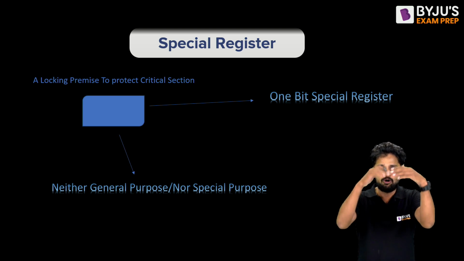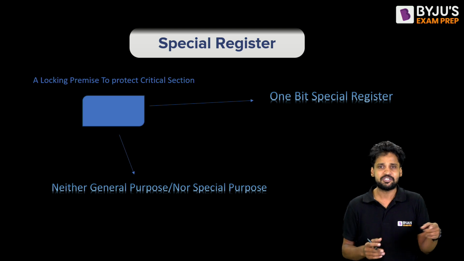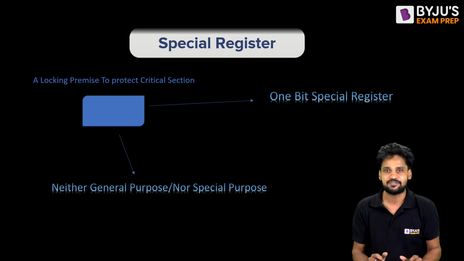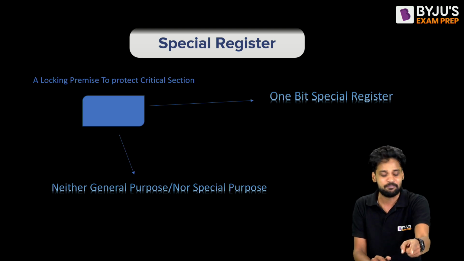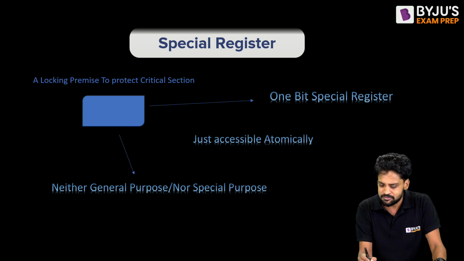If you want to design a hardware lock, what you need to do is, you need to have one more register accommodated within the system. That register cannot be classified as a special purpose register or a general purpose register. But this is exclusively for locking premise, exclusively for designing the locking premise. Just accessible atomically. What is atomicity?